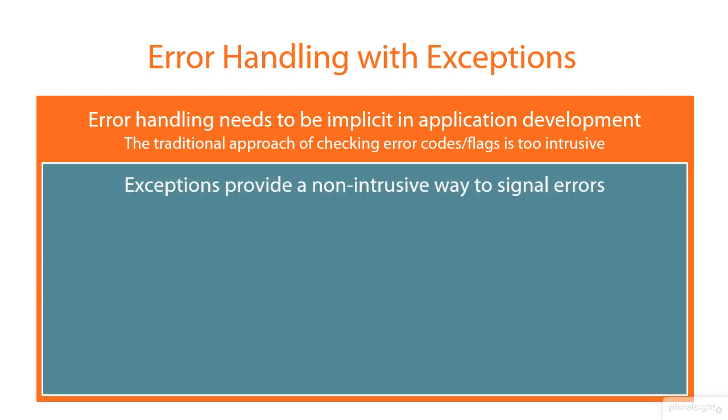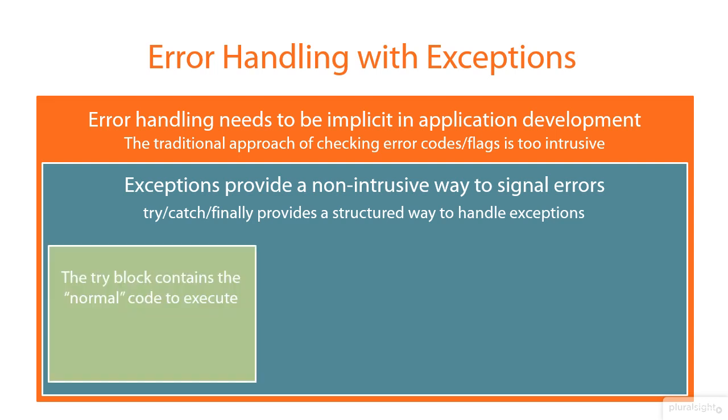Exceptions provide a non-intrusive way to signal errors. So with exceptions, rather than actually have to check for errors all the time, we can write our code so that we expect things to go well, but if an error occurs, an exception is what we call thrown. So when an exception is thrown, we can handle it. And that's where try, catch, finally statements come in. Try, catch, finally provides a structured way for us to handle exceptions.